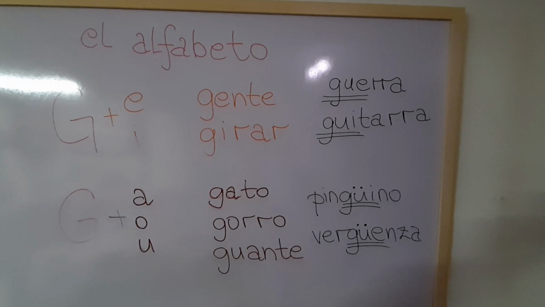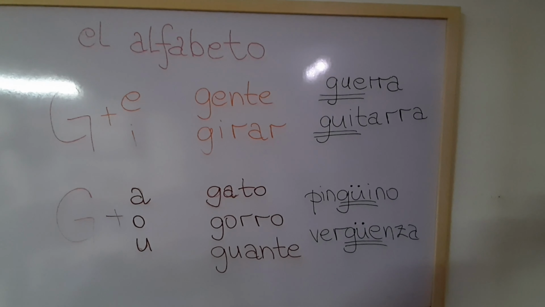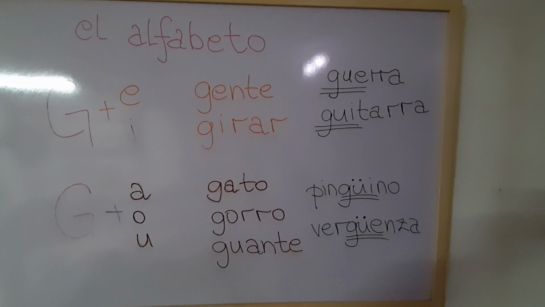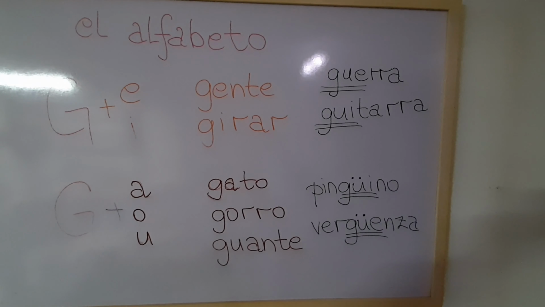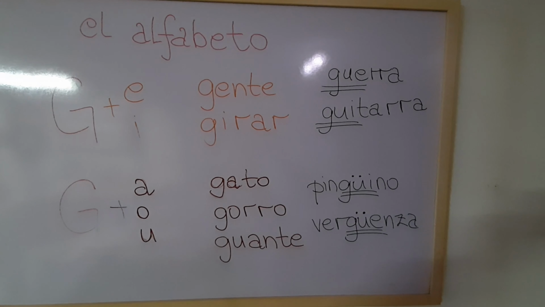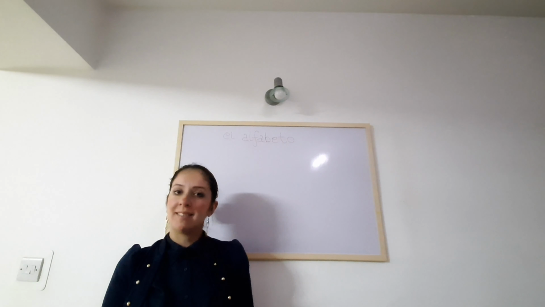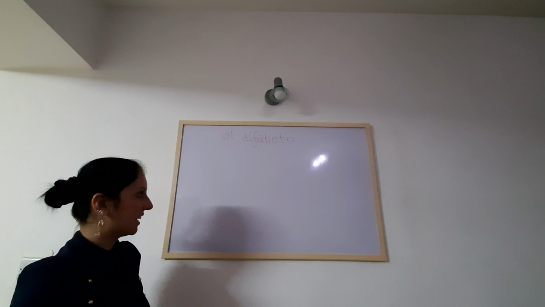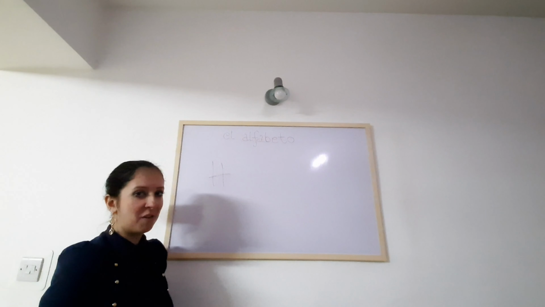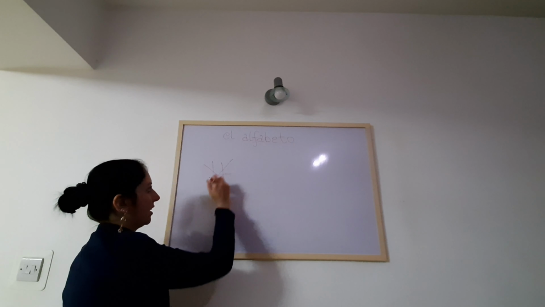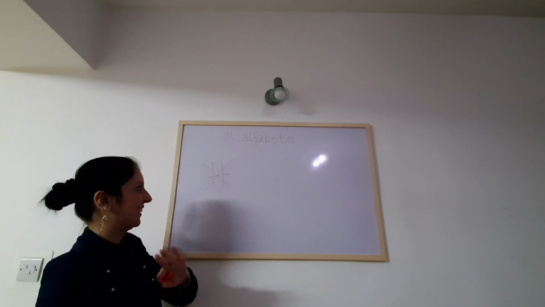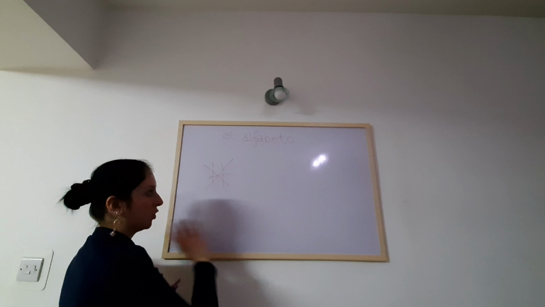Gente, girar, gato, gorro, guante, guerra, guitarra, pingüino, vergüenza. So after the tricky G, we're moving on. The next letter in the alphabet is H, which is never pronounced. Whatever the occasion, whether it is in the beginning or the middle of the word, it doesn't matter. H doesn't exist. No H, no se pronuncia.